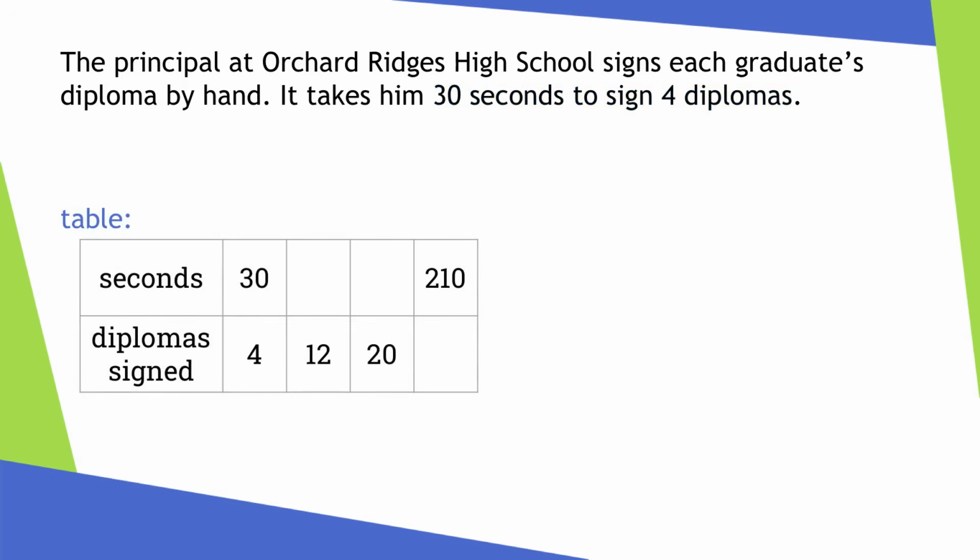This time in the table, we aren't counting by multiples, so the best way to fill out the table is to check each rate. Remember, to get an equivalent rate, we need to multiply or divide both parts of the rate by the same number. From 4 to 12, we multiply by 3, so 30 times 3 equals 90. From 4 to 20 is multiplying by 5, so 30 times 5 equals 150. And from 30 to 210 is multiplying by 7, so 4 times 7 equals 28. And our table is filled with equivalent rates.